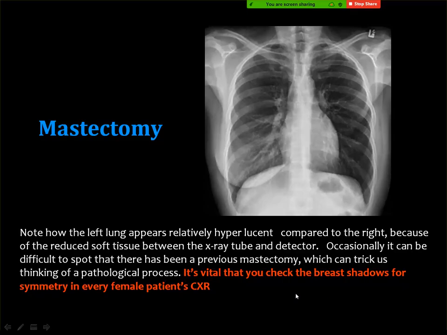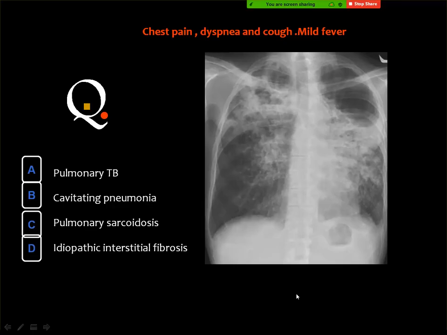The next case is a patient with a chest pain, dyspnea, cough, and mild fever. And these are the possibilities: TB, cavitating pneumonia, sarcoid, idiopathic interstitial fibrosis. B. Sarcoidosis. Cavitating pneumonia or TB. Sarcoidosis. Okay. Not sure. Reticular upper distribution.